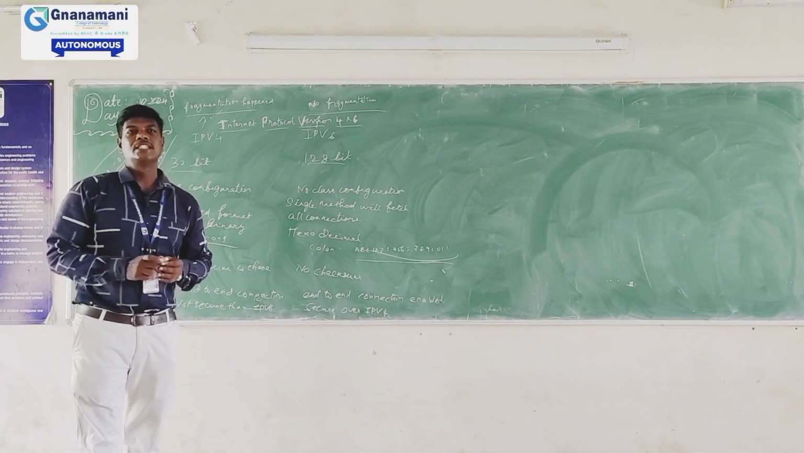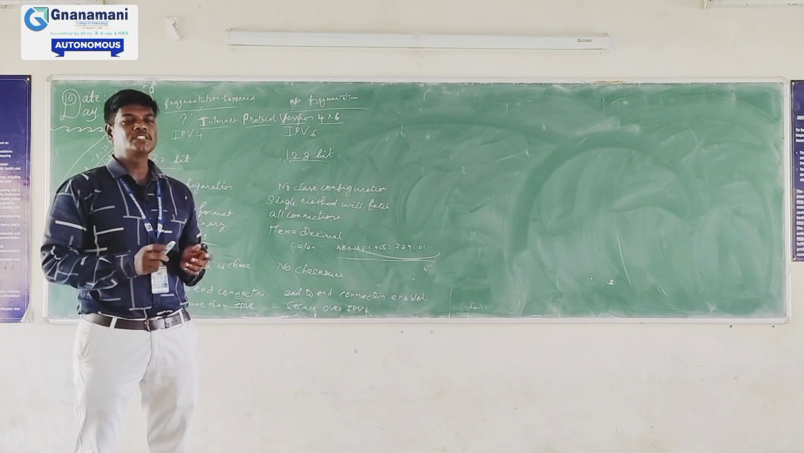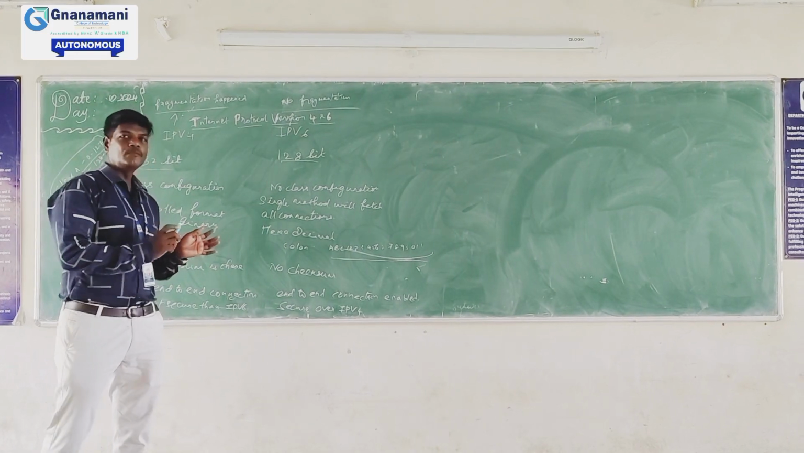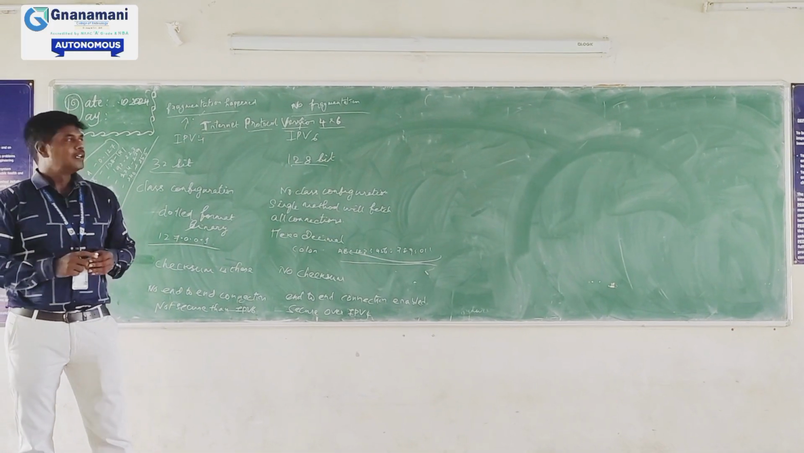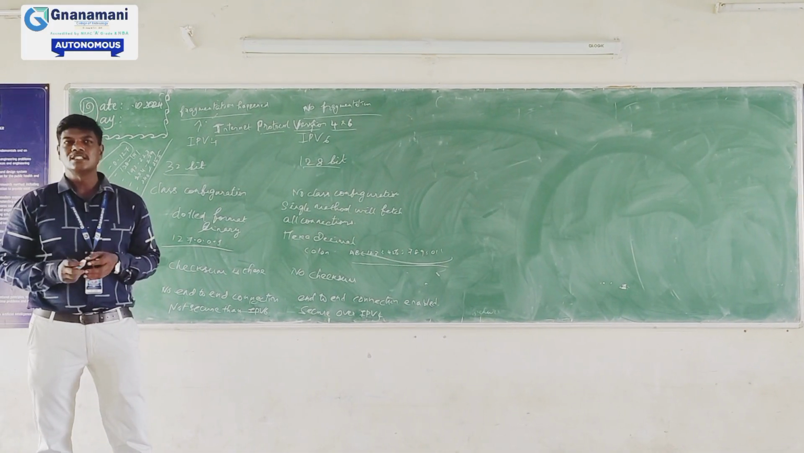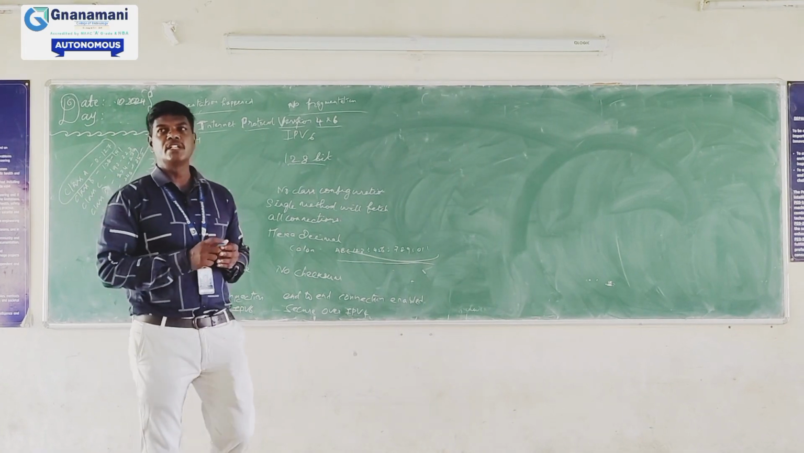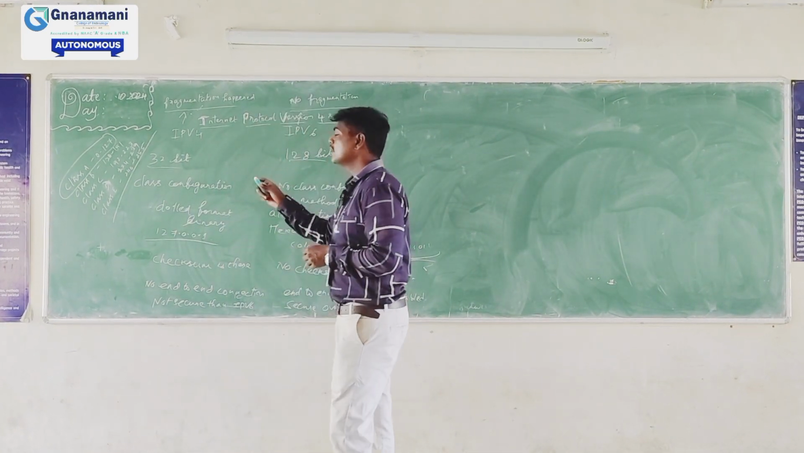Now we are going to see IPv4 and IPv6. IPv means Internet Protocol version, which will be 4 and 6. The 4 and 6 will be used in your computer networks. So the IP we already discussed, right?